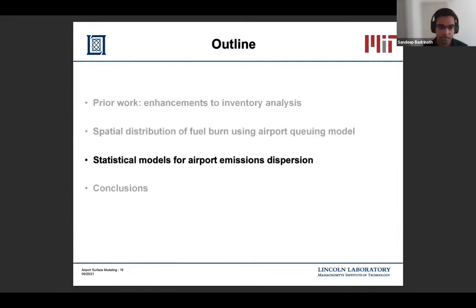So I presented a way wherein we can estimate the traffic patterns given airline schedule and other meteorological data, using which we can now compute the wait time of aircraft in different locations on the airport surface. We can multiply the wait time with the baseline fuel flow rate to compute the fuel burn at each location. Then we can multiply by the emissions index to get the emissions at the location. The next question is, what about dispersion of emissions to the vicinity of the airport? So to do that, I'm going to present a statistical model.